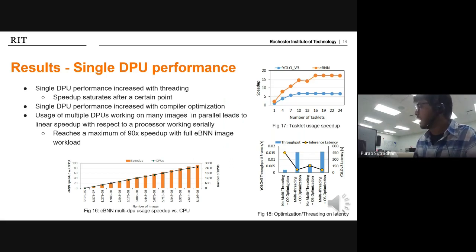Let's have a look at figure 18, that even with multi-threading, there are different optimization techniques that we could apply to improve the performance. And these optimizations are built in the UPMEM toolchain. So the first one is no multi-threading and no optimization. And then we add multi-threading, and then apply both multi-threading and optimization, and we see the best results come up from there. So this is the recommended way to go for multi-threading in the DPUs.